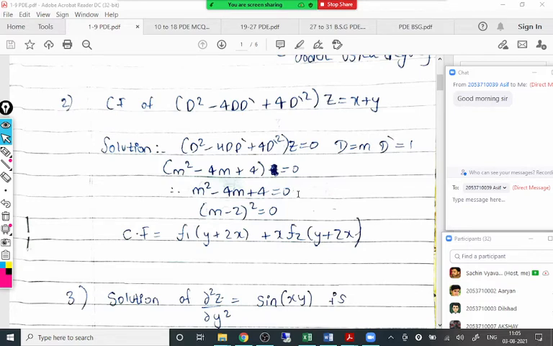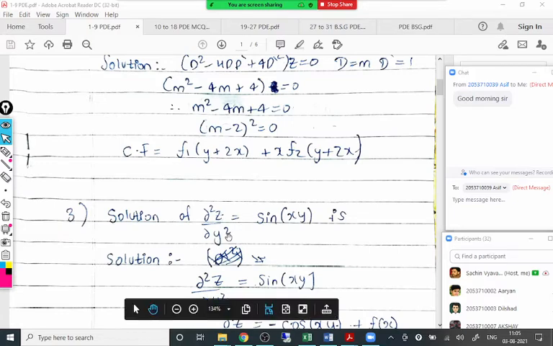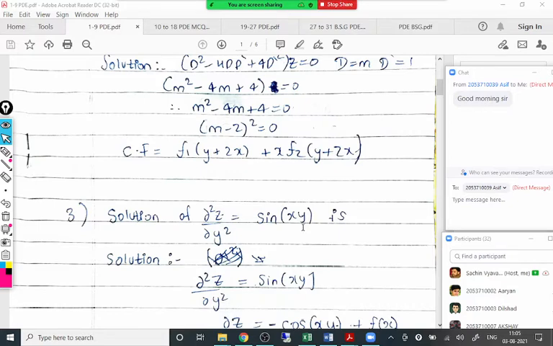Okay, so question number 3: we want the solution for ∂²z/∂y² equal to sin(xy). No method is required. It is direct integration, because you observe the differential coefficient is equal to a function of x and y. We just integrate this equation 2 times with respect to y and we get the answer.